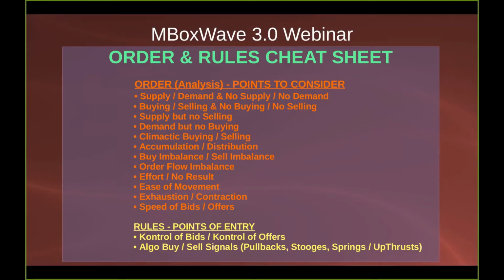That's the analysis. Now, the rules for entry come down to control of the bids and the offers. Since X control came out, that's an additional way to define your entries, on top of the algorithmic buy and sell signals, the pullback, stooges, springs, up thrust that were there before. And with the precision delta algorithm, these algorithmic buy and sell signals have become even better, showing better entries.